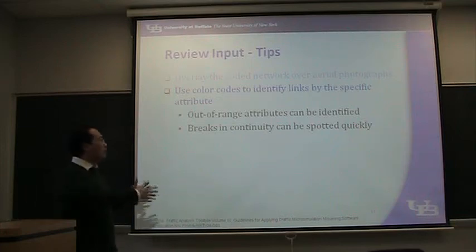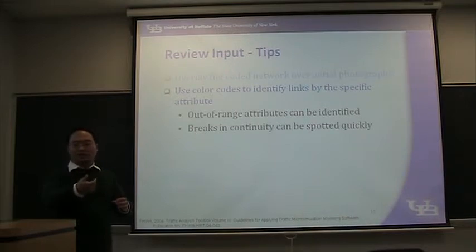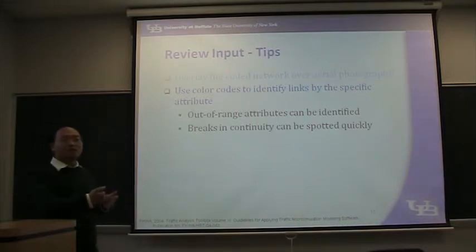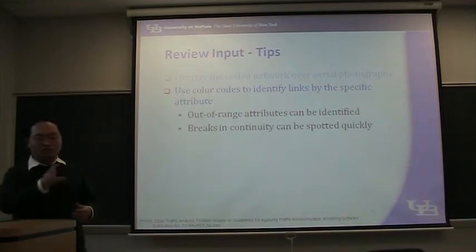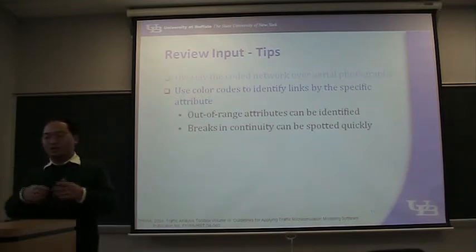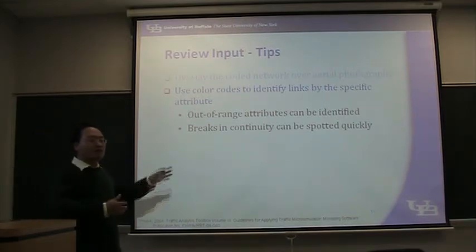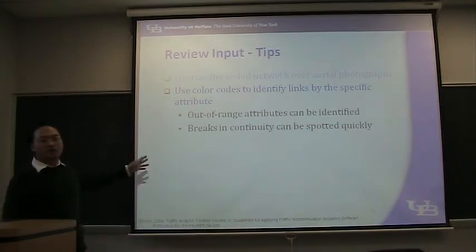But when you use colors to identify this speed limit, you find there is a break. So these are green, but there is a red link within it. And you can easily identify that this is incorrect. So use colors to help you.